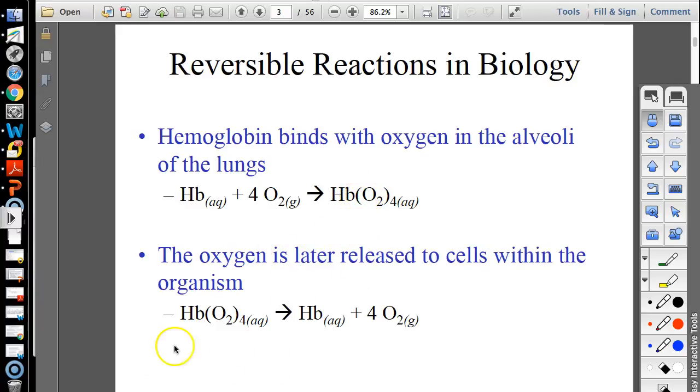But then that oxygenated blood goes to your cells, and it can release oxygen at that point to your cells so that you can run or think or breathe or whatever. It's good that this is a reversible reaction, because then your blood is pumped back to your lungs and it can pick up more oxygen. So it goes both ways.